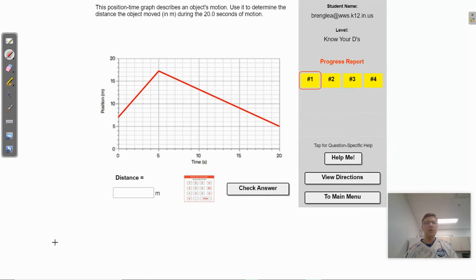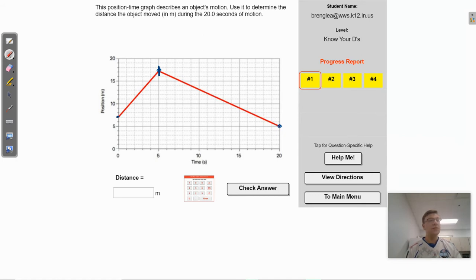This one is asking us to determine the distance that the object moved in meters during the 20 seconds of motion. So distance is simply, another way to say that would be the path length. So the length of the path that was traveled. You kind of want to split this up into two legs here. So the first leg is 5 seconds up to this point. So we need to see how far did the object travel from here to here, and then how far from there to there, and then we will add those together, okay, for distance.